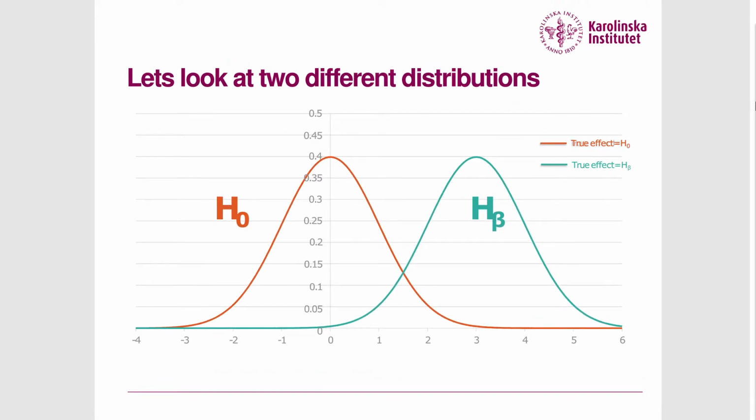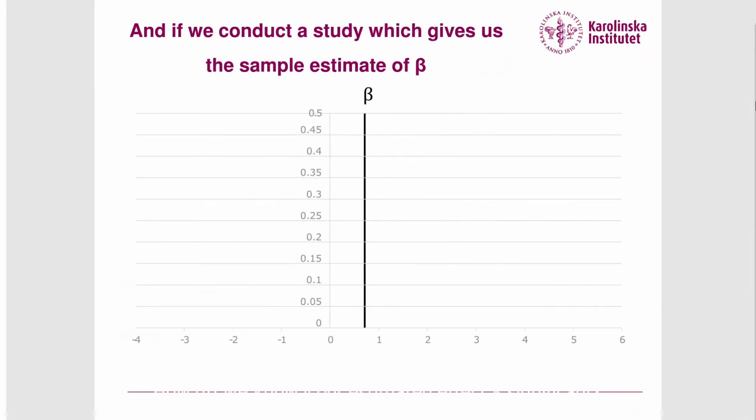So, let's look at a hypothetical situation where you have a null hypothesis of a population mean of 0 and an alternative or an intervention group where the true population effect is 3. And we want to do an experiment to see whether the population we're studying has a population mean of 0 or the alternative of 3. We conduct a study which gives us a sample estimate of beta. This is just below the value of 1.